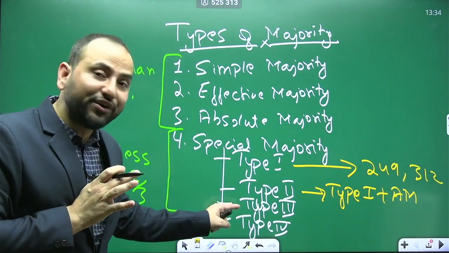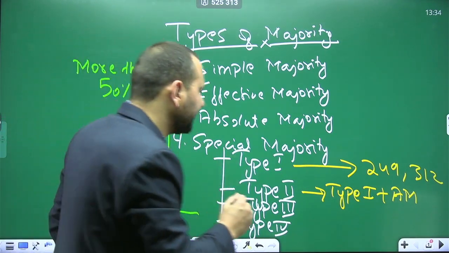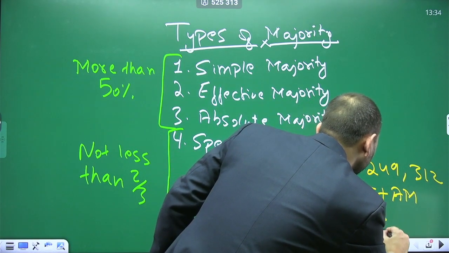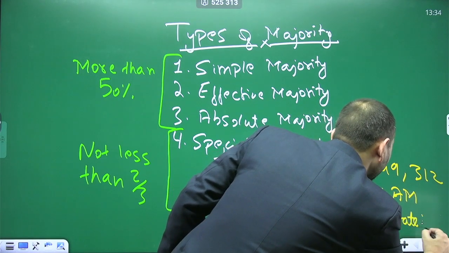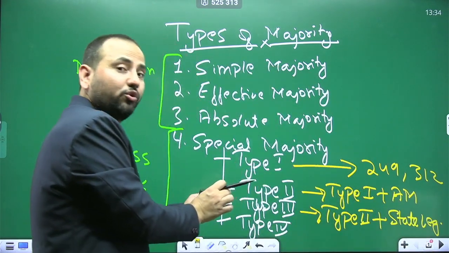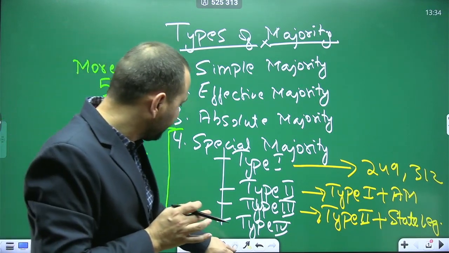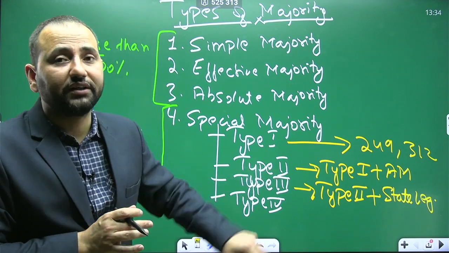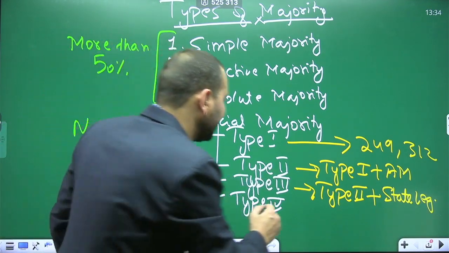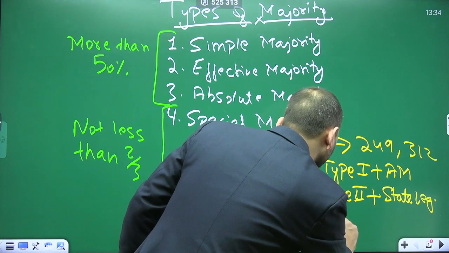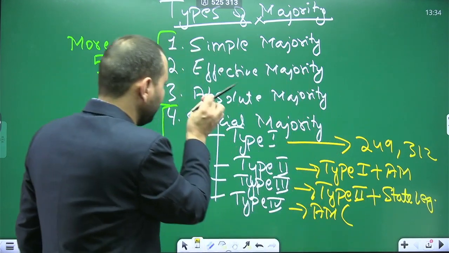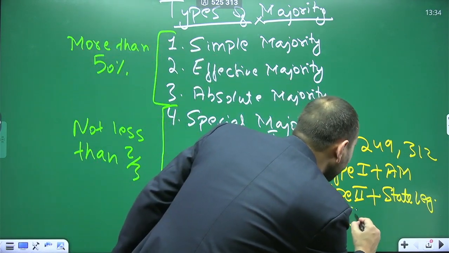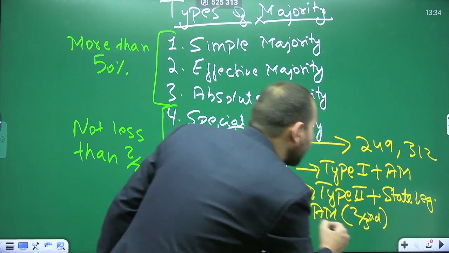If you move forward into this concept of special majority type 3, we can understand it as type 2 plus state legislature. I will just explain all those concepts. I'm just trying to make the concepts clear. If you are able to understand this diagram once, you will automatically be able to understand all the concepts. And if you talk about this type 4, it is similar to absolute majority with one condition, that is, here in the concept of type 4, we don't require this more than 50%. We require not less than 2/3. Now, let's see the concept one by one.